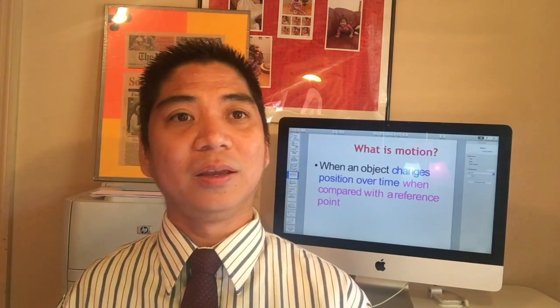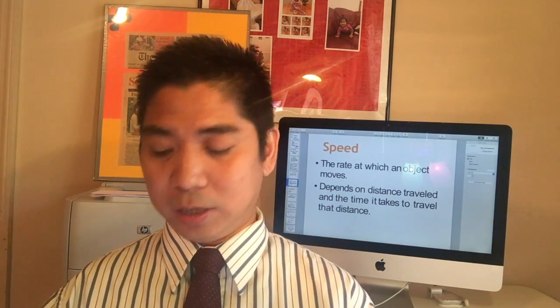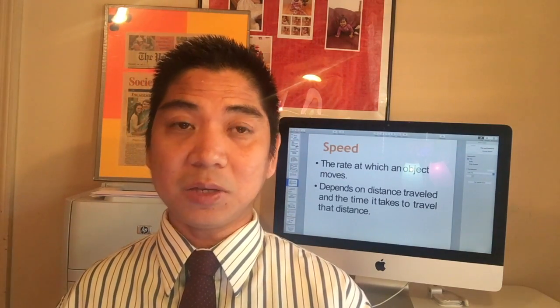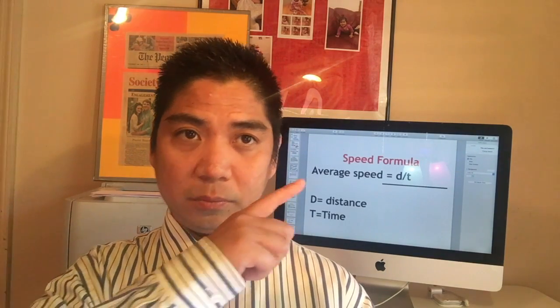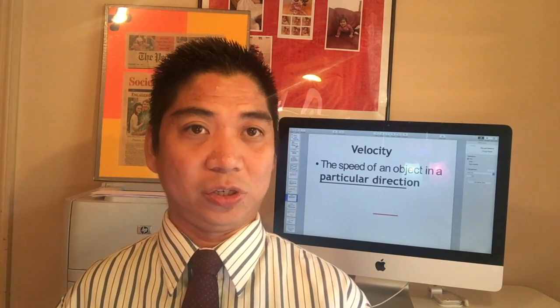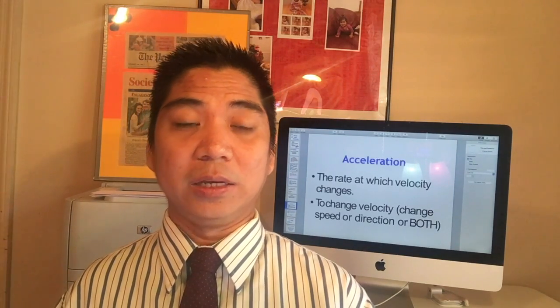We discussed motion. Motion is movement. Speed is equal to distance over time, so you have to divide the distance by the time covered. We also discussed the formula, and velocity is the same as speed, but it tells direction. Acceleration is the increase in speed per unit of time.